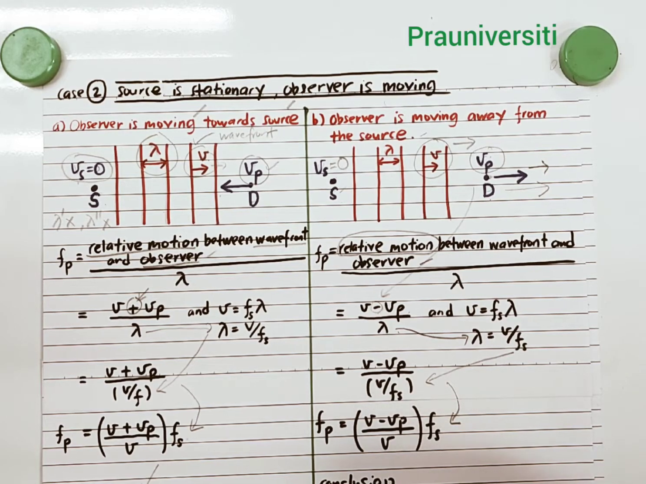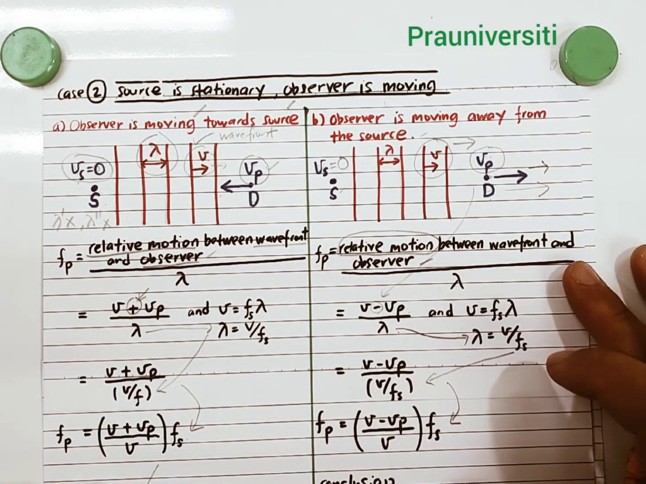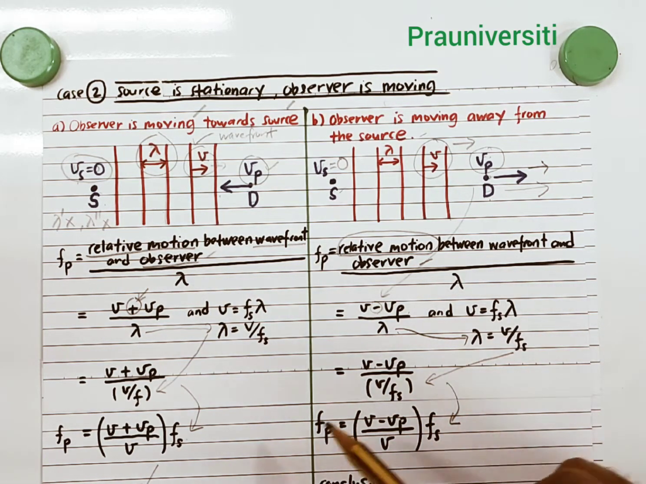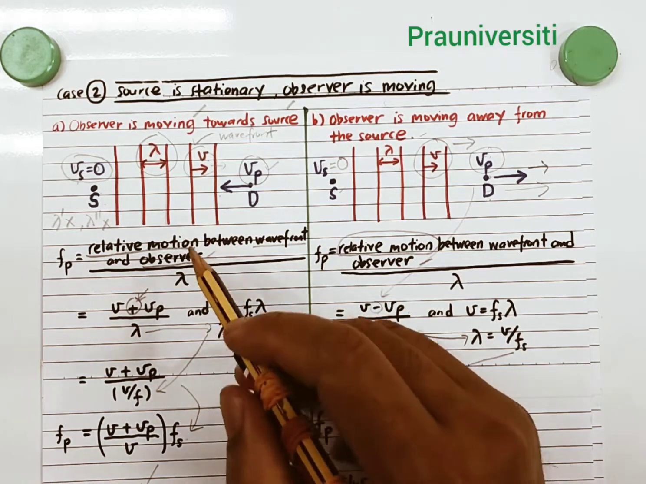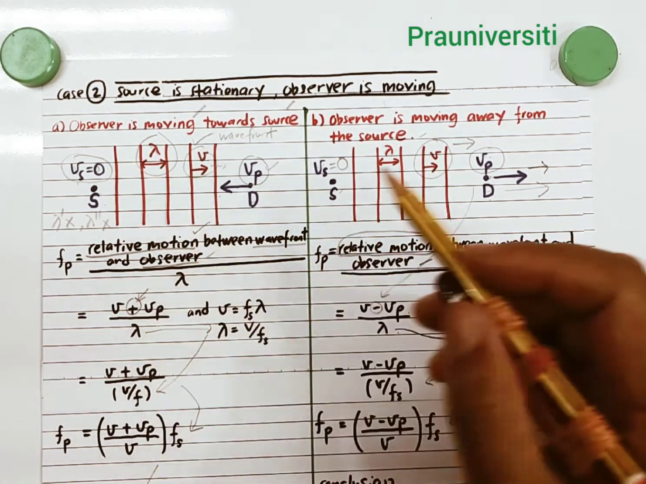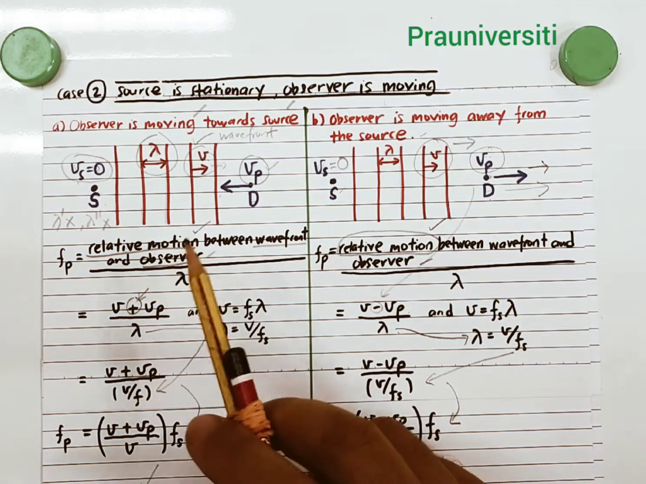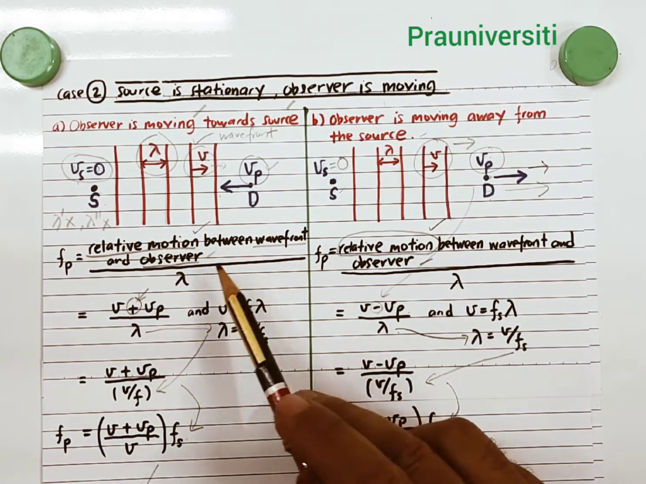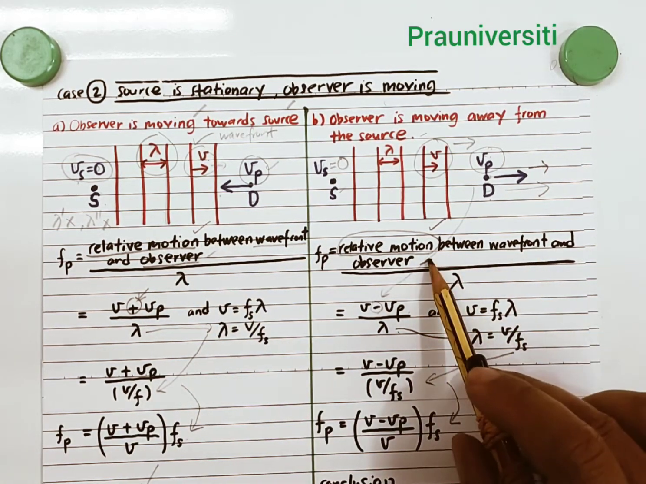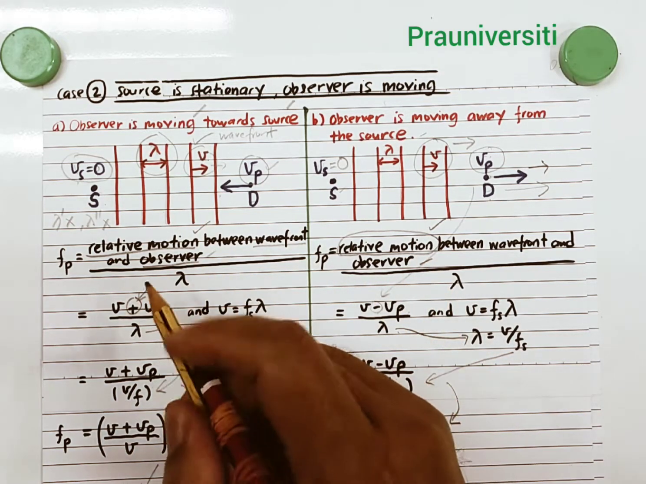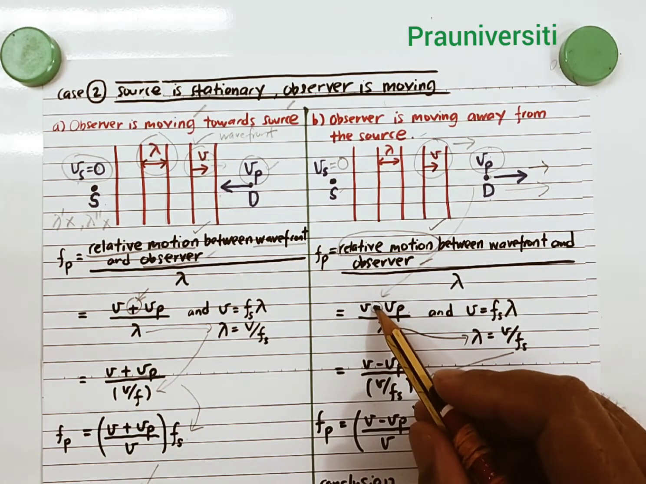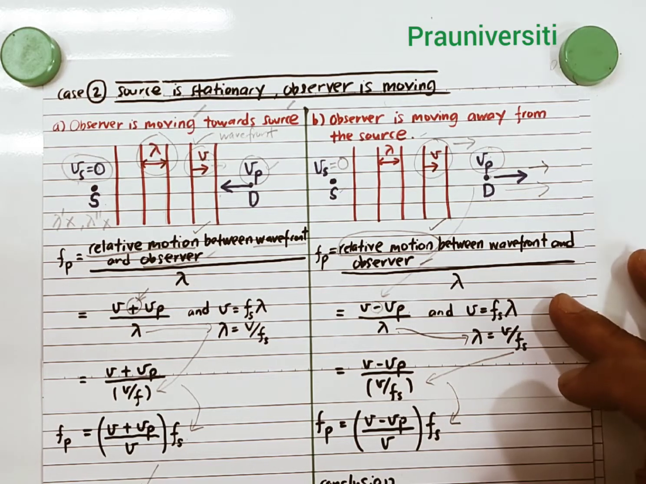So the conclusion is that the observer will hear a lower frequency compared to the original frequency. Understand this for case number 2. For case number 2, be careful because we need to understand it in detail: the relative motion between the wavefront and the observer, and when we can use the plus and when we can use the minus. Understand this one.